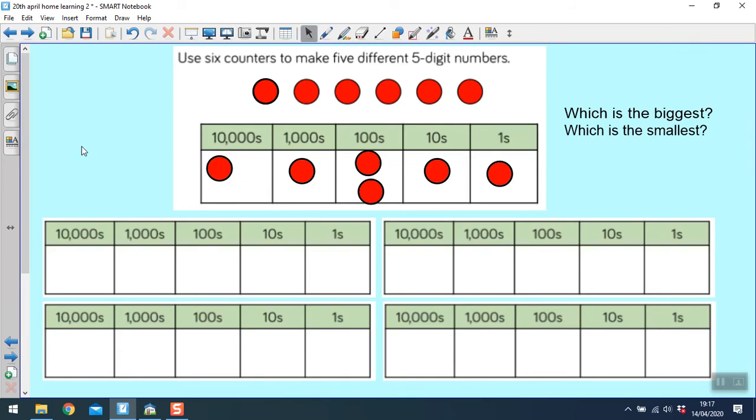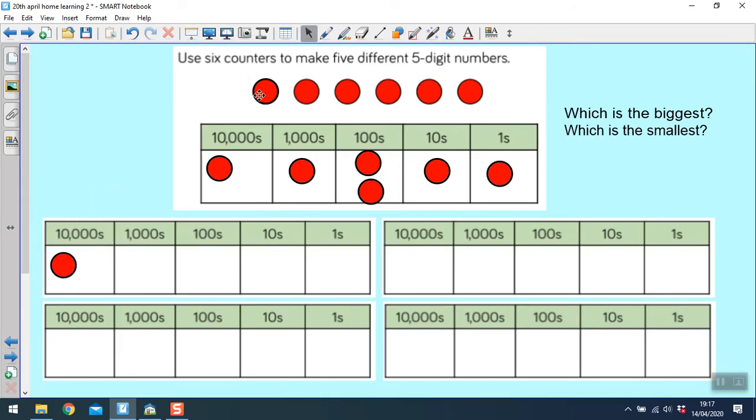There's lots of different ways as long as you only use 6 counters and you make sure that your number has 5 digits. Pause the video and make 5 different numbers and then write down which is the smallest and which is the biggest.